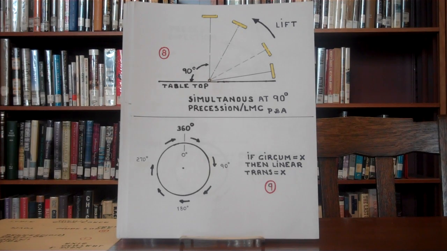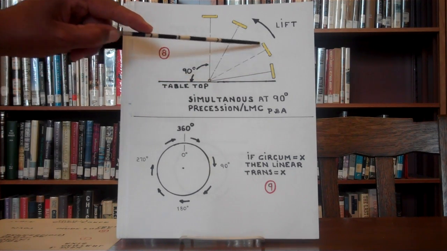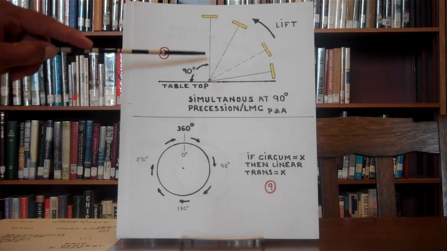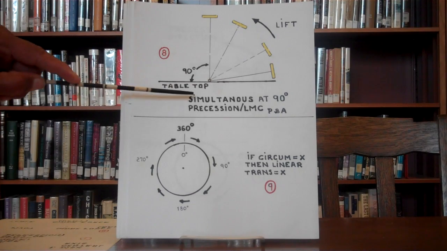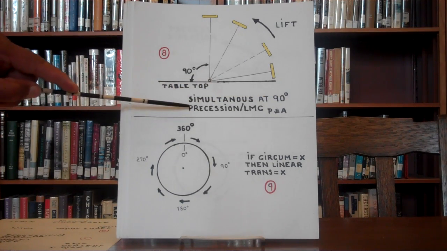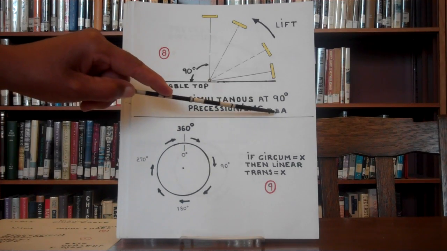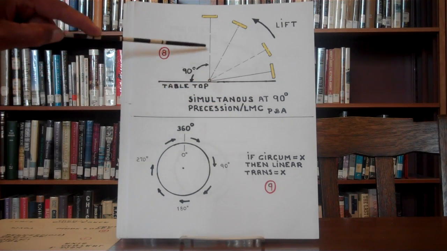Number 8. When the rotation of the disk is 100% vertical, it is 90 degrees, in other words, to the tabletop. It is 100% vertical. It's precession. Here it is precessing. But when it gets to complete 100% verticality, its precession and its spin are simultaneous at 90 degrees. Its precession and its LMC, which is primary anatomic, become simultaneous as one.